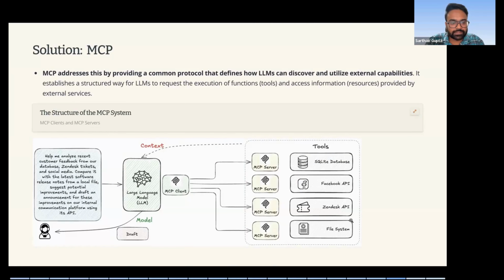Now, with MCP, same problem statement. How are they going to move forward is, the LLM is going to connect with an MCP client. The MCP client is going to connect with MCP servers, and each MCP server is integrated with a specific tool. For example, SQLite has a different MCP server, and Facebook APIs will have a different MCP server. We have Zendesk, which has a different MCP server, and then we have the file system, which has a different MCP server. Now, the MCP client is going to connect with these tools, interact with them, get the response, and give it to the LLM to manipulate it and then give a final response.